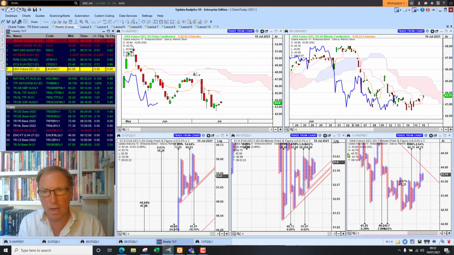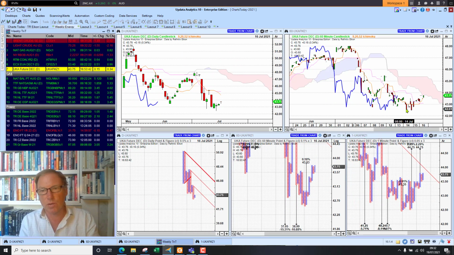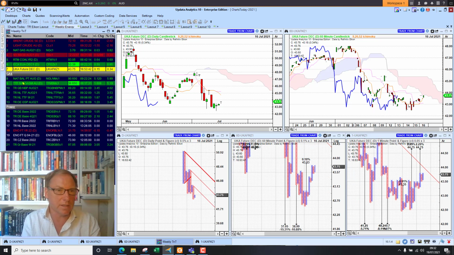The UK carbon futures, similar picture. We are actually short-term bearish here below the cloud, just waiting for a break. We've got a couple of upside targets there on the 1 minute chart.